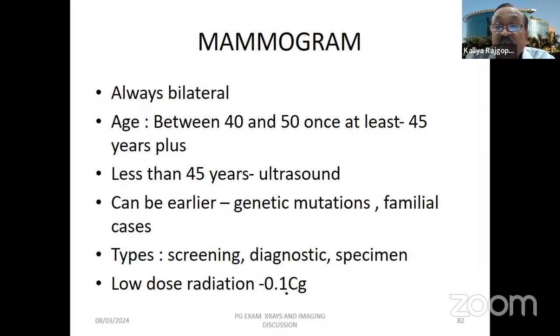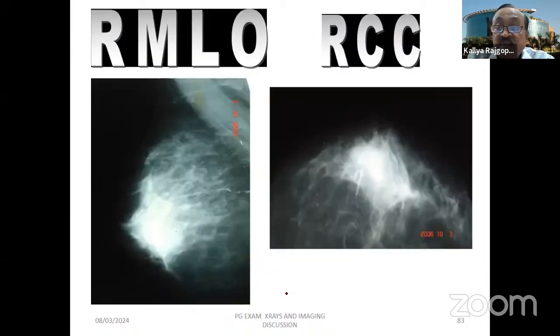And when you have some impalpable lesions which are picked up, whether by screening or by a diagnostic study you have done for something else, a very small lump detected not by clinical examination but by mammogram, you put a wire localization there and excise the lump, and you can also take a mammogram of that. It's called a specimen mammogram. So these are some of the fundamentals of the mammogram. Now, views.